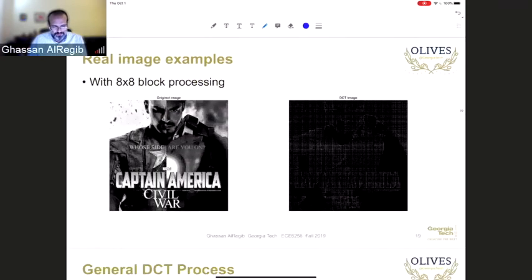And there are some examples. We apply block-based DCTs, meaning that we take 8 by 8 blocks from the image, and for every 8 by 8 block we apply an 8 by 8 DCT transform, and we plot that. We plot the magnitude basically as they are.